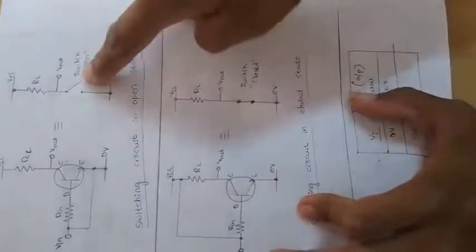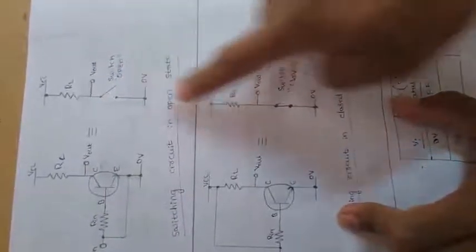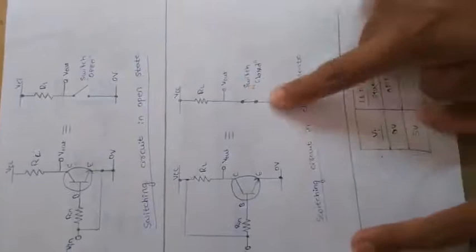You can observe this picture here. In the cutoff condition, it is acting as an open switch. And in closed state, it is acting as a closed switch.